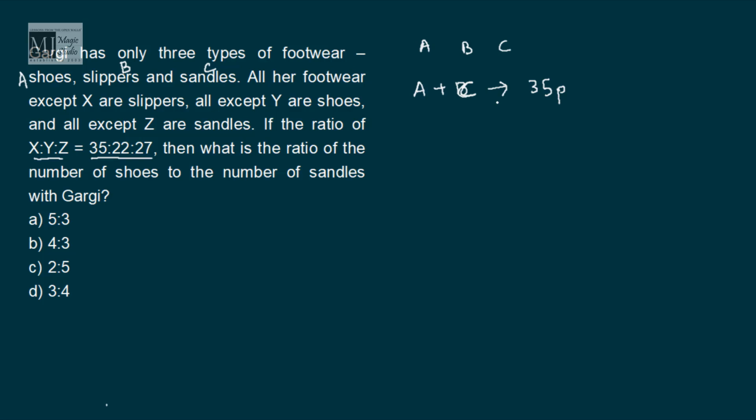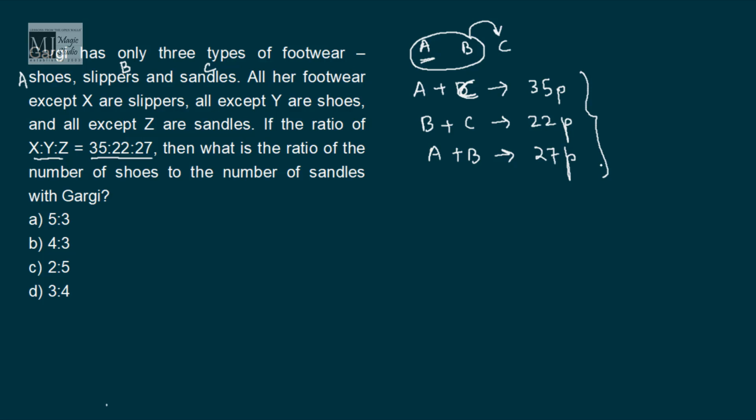Let it be 35P. All except Y are shoes. So all except Y's are shoes, that means B plus C is equal to Y, and Y is proportionate to 22. Let it be 22P. All except Z are sandals. So all except Z are sandals, that means A plus B should be equal to Z. And Z is 27P. Very good.